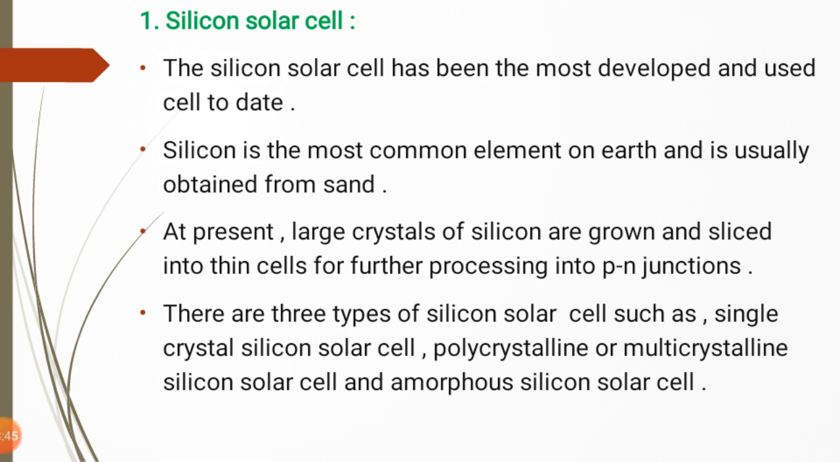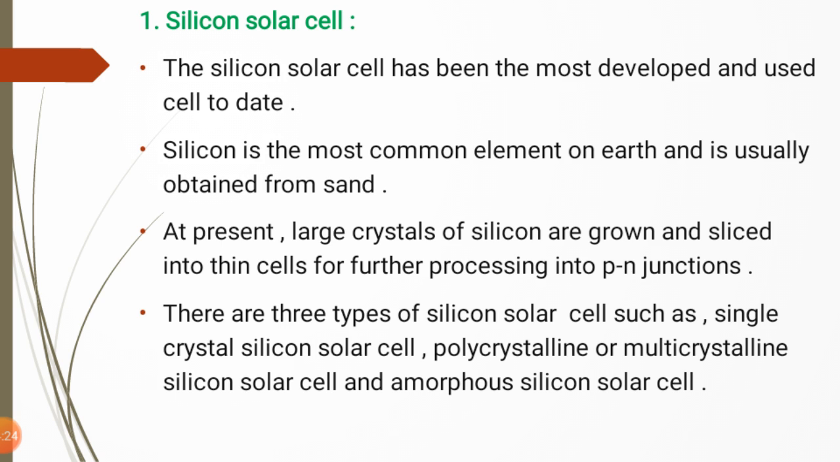There are 3 types of silicon solar cell: the single crystal silicon solar cell, the polycrystalline or multicrystalline silicon solar cell, and the third type is the amorphous silicon solar cell. These are the 3 different types of silicon solar cell. First is the single crystal silicon solar cell. In that, the silicon is used as a single crystal. Next is the polycrystalline or multicrystalline solar cell. In that, the silicon is used in polycrystalline or multicrystalline form, that means there are more than 2 crystals.